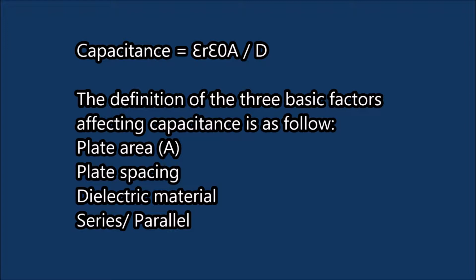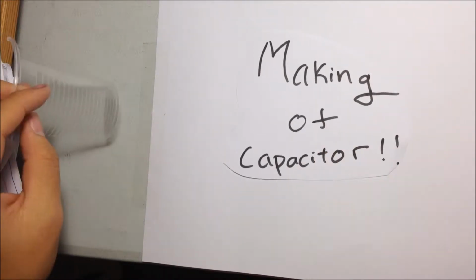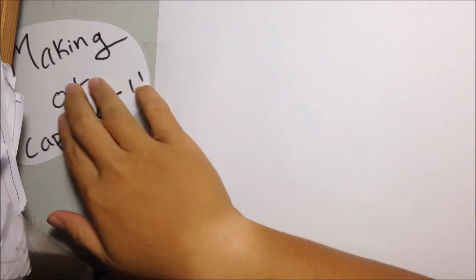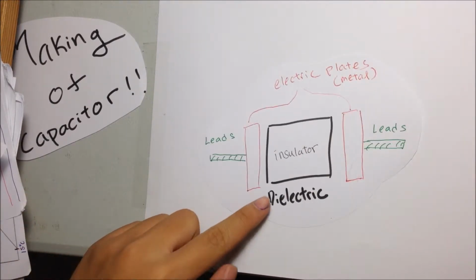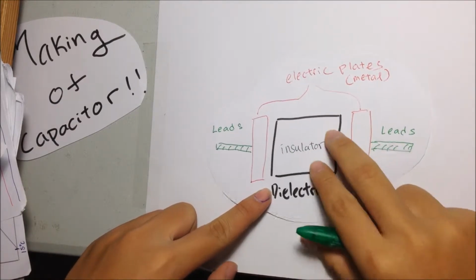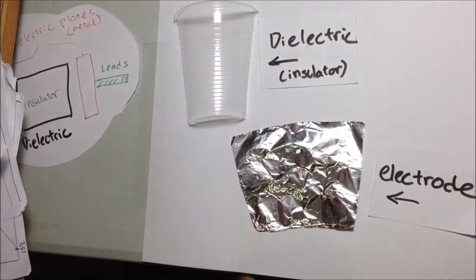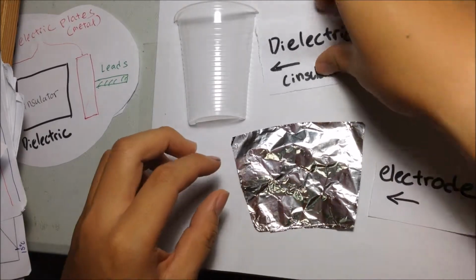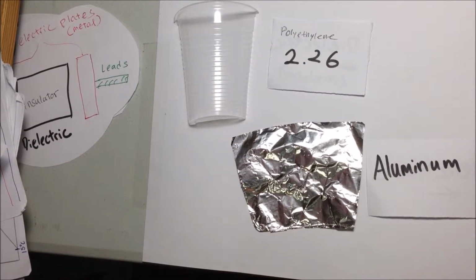Now, let's move on to the construction of the capacitor. The making of the capacitor. The construction is such that a dielectric insulating material is sandwiched in between two conducting materials. The plastic cup, polyethylene, has a dielectric constant of 2.26, while our conducting material will be aluminium.